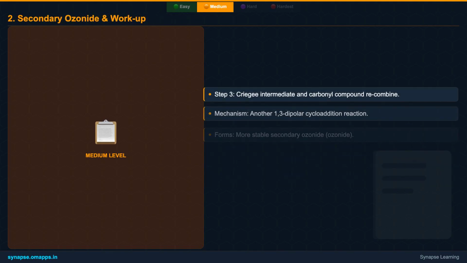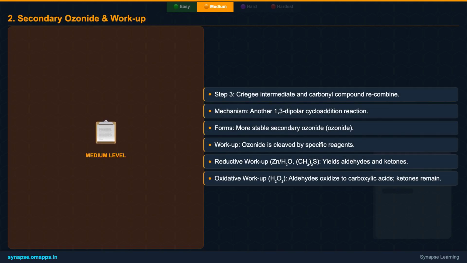Following the initial breakup, the Criegee intermediate and the carbonyl compound, which were just formed, don't stay separate for long. They quickly recombine through another 1,3-dipolar cycloaddition reaction. This time, they form a more stable, 5-membered ring structure known as the secondary ozonide, or simply ozonide. This secondary ozonide is the species that is then subjected to the workup conditions.